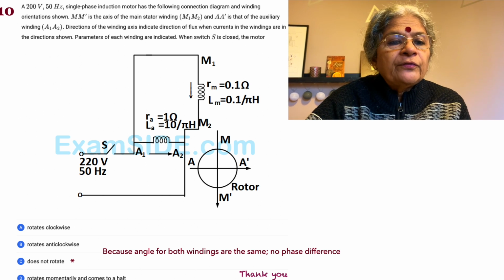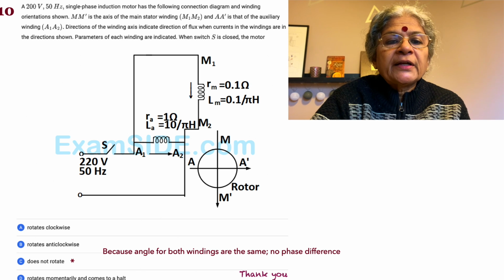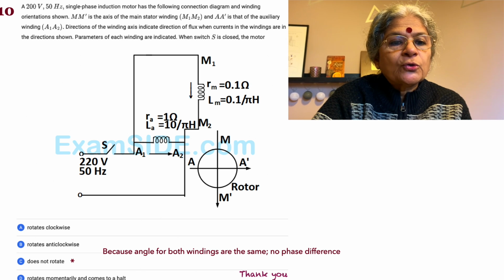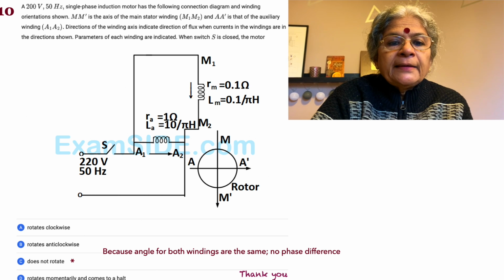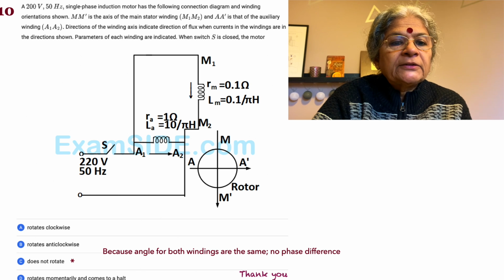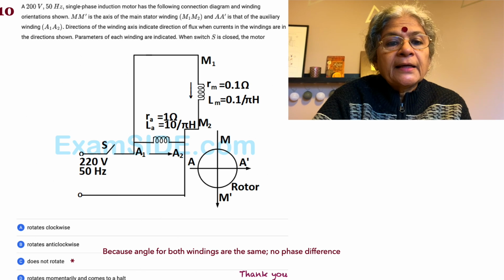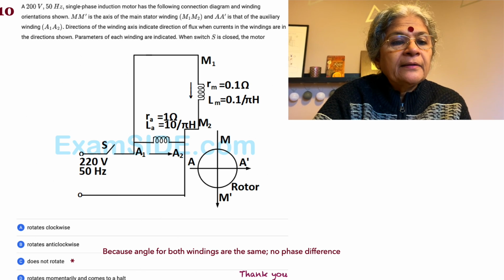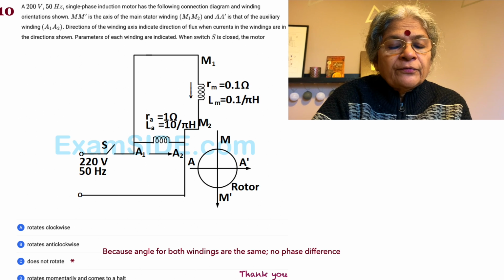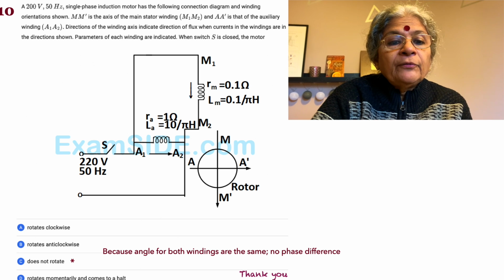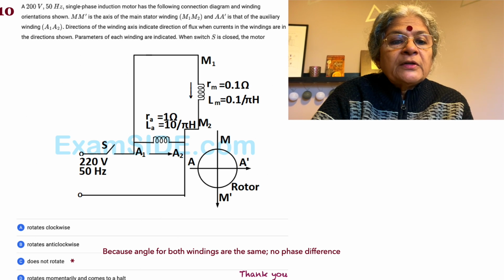Now a 200 volt 50 hertz single phase induction motor has the following connection diagram and winding orientation shown. M dash is the axis of the main stator winding, and A dash is that of the auxiliary winding. Directions of winding axis indicate direction of the flux when currents in the windings are in the direction shown. So if the currents are shown in the direction which are also shown there, then we are having 90 degrees phase difference between them. The parameters of each winding are indicated.